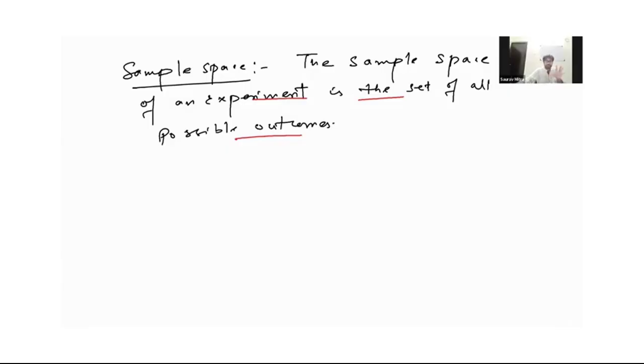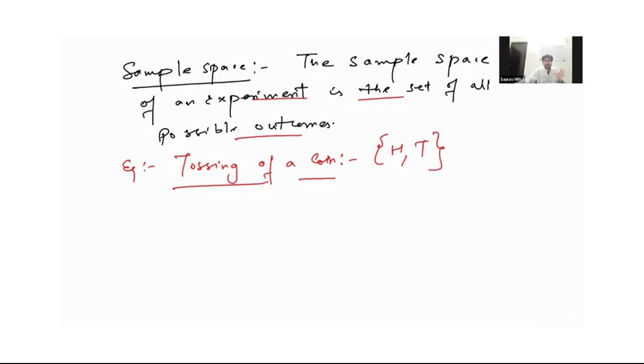If we take the example of tossing a coin, you will get your outcomes, either a head or a tail. These are the possible outcomes. But if I put them in curly brackets, this becomes the sample space related to this experiment, tossing of a coin.